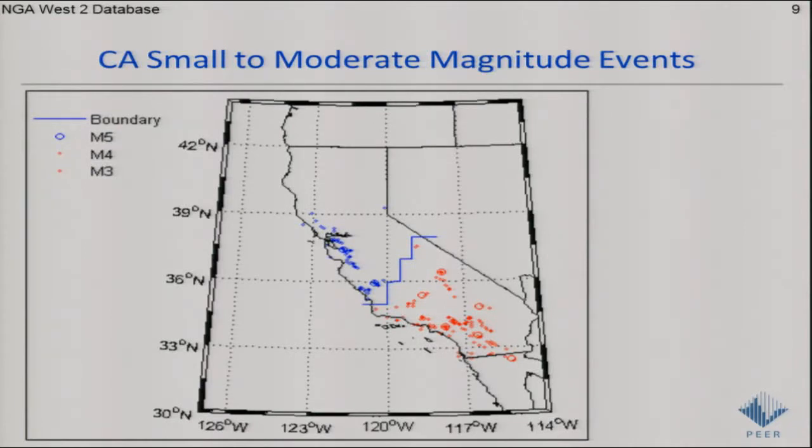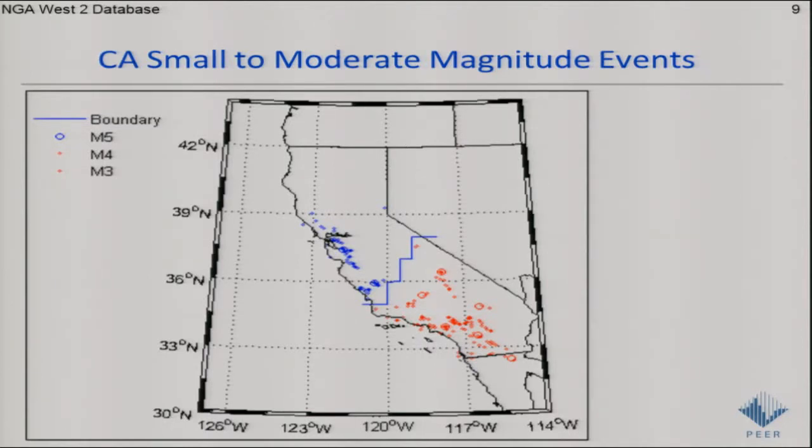In addition to collecting worldwide significant events, there was a major effort to include, again, small to moderate magnitude events, but specifically from only California. This is a plot of the hypocenter locations of the events that were included in that data set. Originally, we looked at about 300 plus events. The total number of events here is about 260 events.